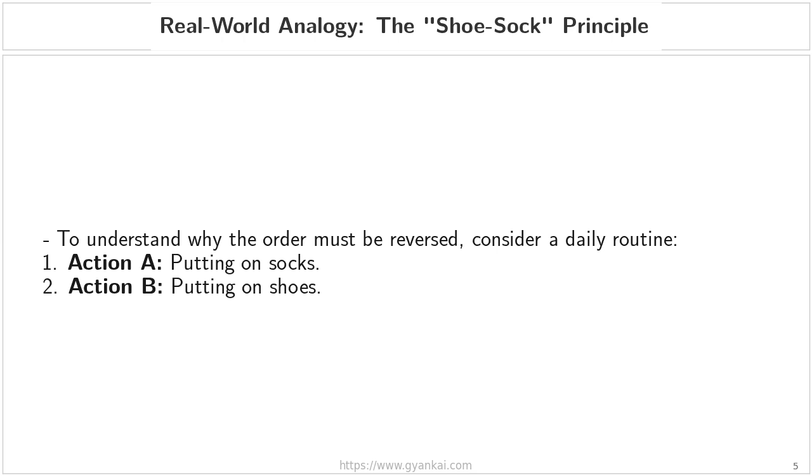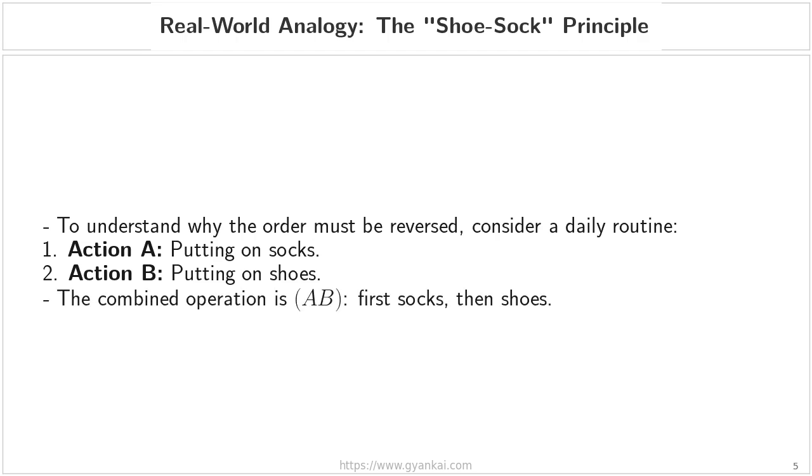Think about your morning routine when you're getting ready to leave the house. We have two distinct actions here. First, there is action A, which is putting on your socks. Second, there is action B, which is putting on your shoes. When we perform these actions one after the other, we can represent this combined operation as A times B in this sequence. You perform action A first, followed by action B.